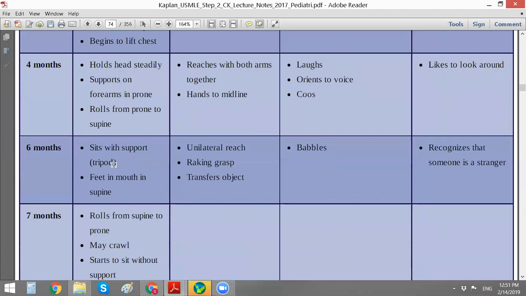At 6 months: sits with support, can even sit without support, feet to mouth in supine. Unilateral reach; raking grasp is important, as it can determine which age it is. Transfers objects from one hand to the other. At 6 months babbles and recognizes that someone is a stranger. Now the stranger anxiety is real.